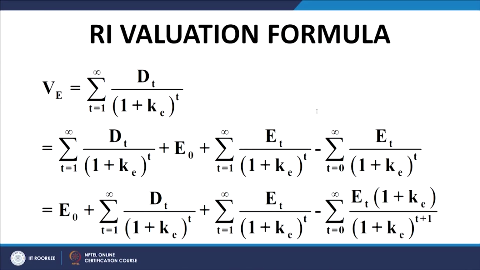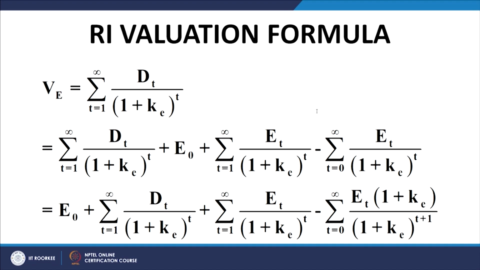Again we start with the dividend discount model. Recall that when we talked about the economic profit formula, we started with the free cash flow based or enterprise discounted cash flow based model. Here we are starting with the dividend discount model, and we are therefore discounting the stream of dividends at the cost of equity.